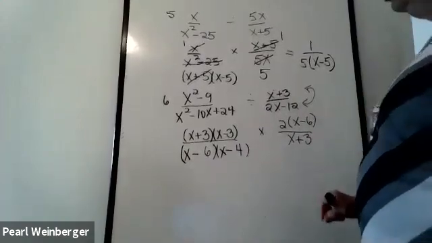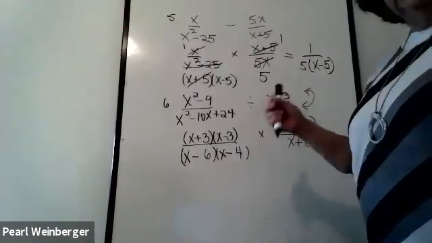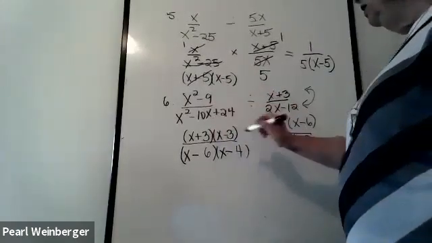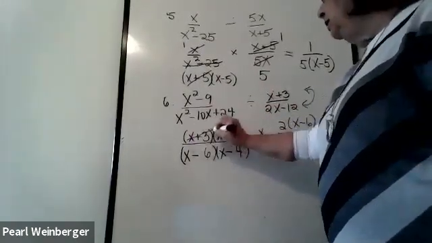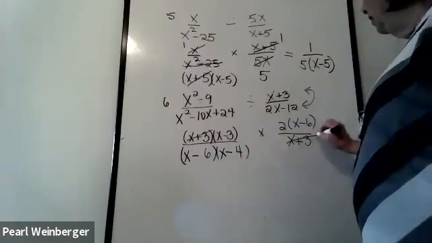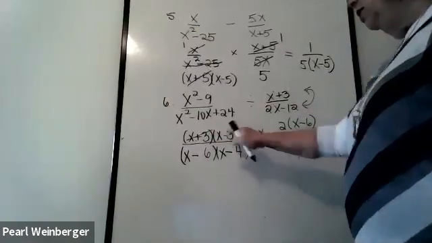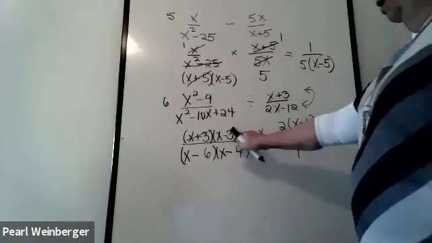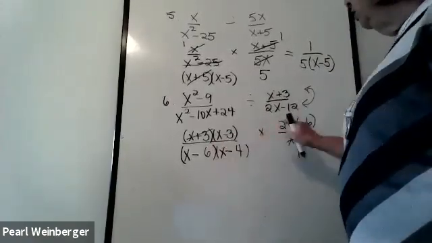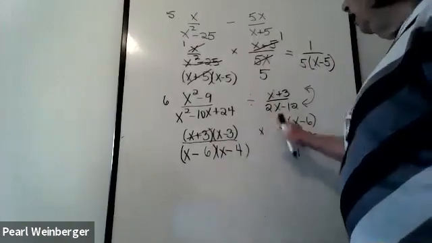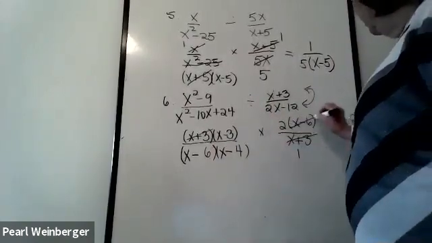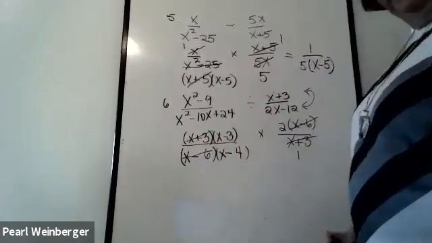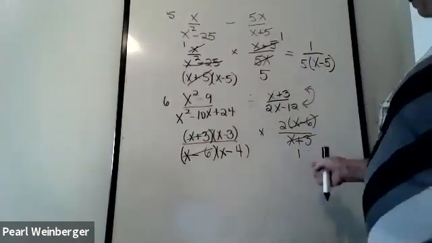So I'm ready to proceed by canceling out any like factor from the numerator and the denominator. So there's an x plus 3 here. It cancels out with this x plus 3. Remember, not the x minus 3, but the x plus 3. The x minus 3, nothing to cancel with. The 2, nothing to cancel with. The x minus 6, though, can cancel out with this x minus 6. And now I've canceled everything out.